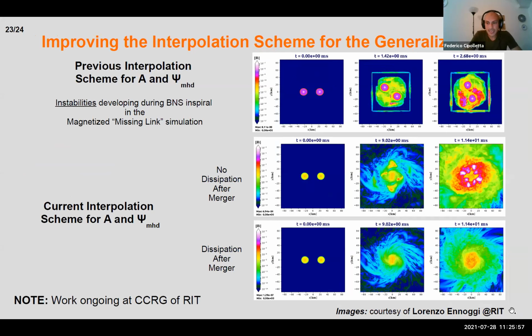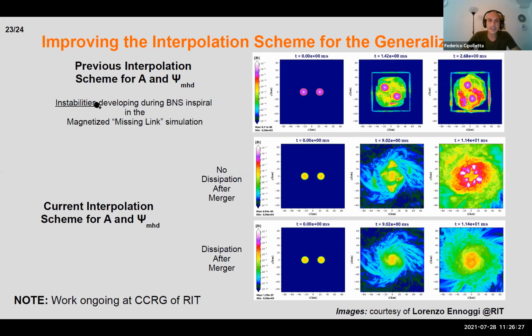Lorenzo is currently a PhD student at the RIT, the Rochester Institute of Technology, and is working on improving the treatment, the interpolation scheme, for the generalized Lorentz gauge in the Spritz code, when considering the staggered vector potential. Those are preliminary results considering the magnetic field.